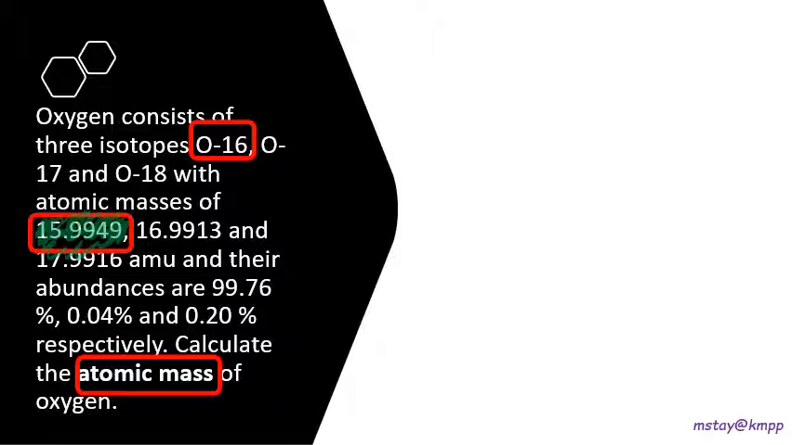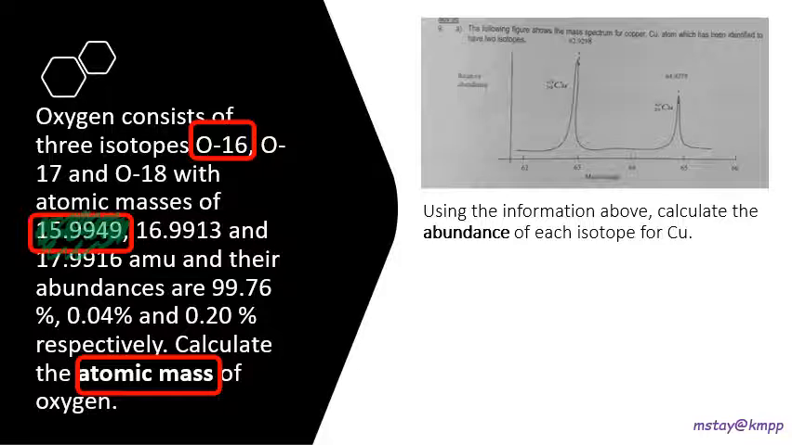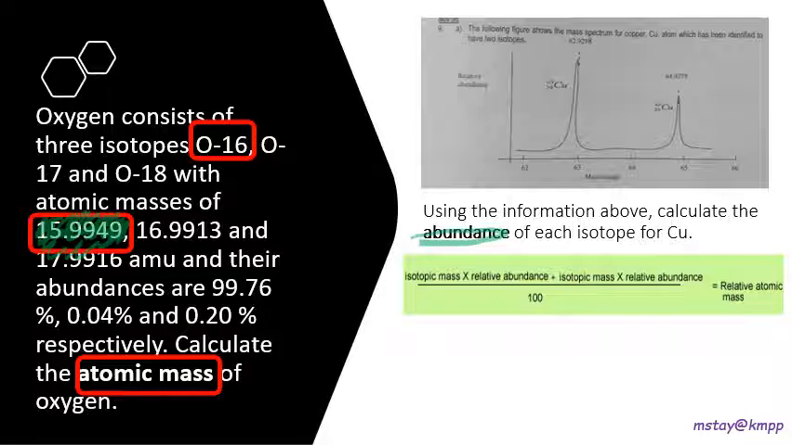Okay, the last example that we are going to discuss. Looking at this mass spectrum given, the question is asking us to look for the abundance. So we know we are going to use the formula for average atomic mass. And here, the average atomic mass can be obtained from the constant list, which is 63.6.